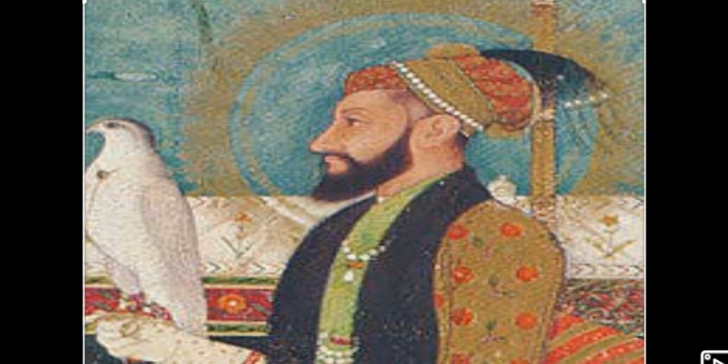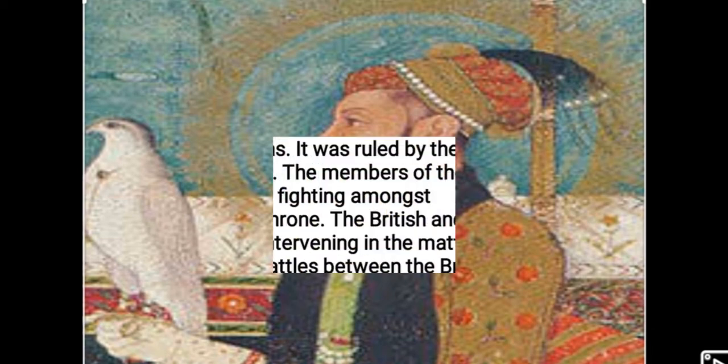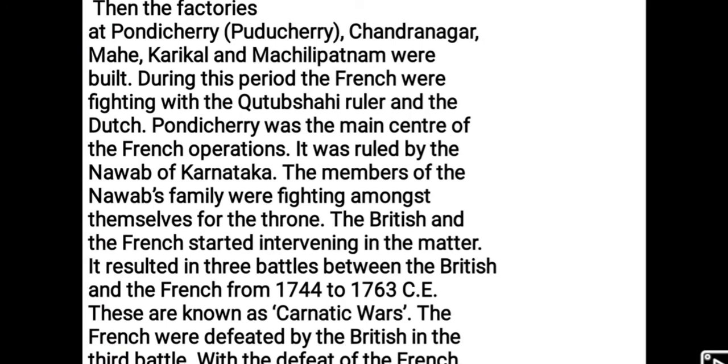So we have studied that the first factory was established in Surat in the year 1668. Now what happened? Then the factories at Pondicherry, that is Puducherry, Chandranagar, Mahe, Karaikal and Machilipatnam were built. During this period, the French were fighting with the Qutub Shahi ruler and the Dutch. The Dutch were also fighting with Qutub Shahi, Adil Shahi and Mughals. Now here the French also started their intervention.